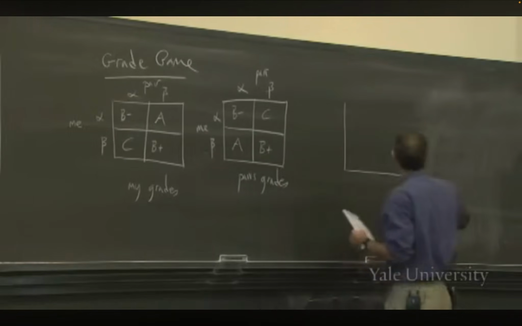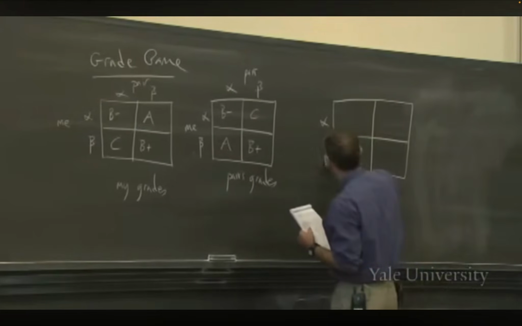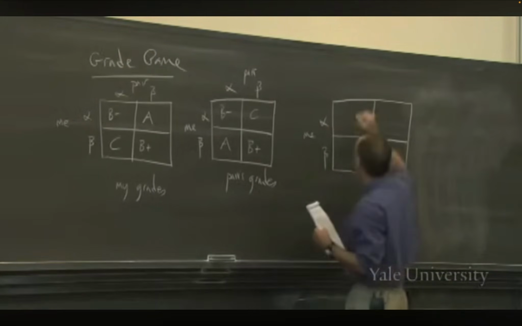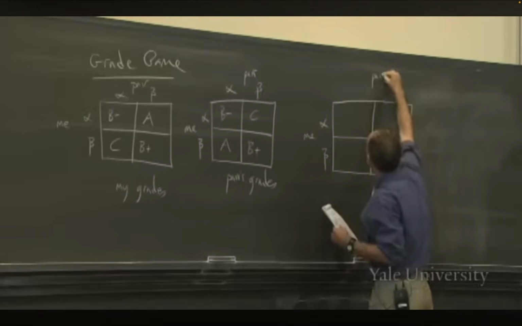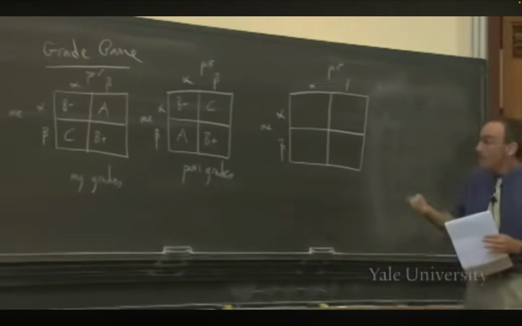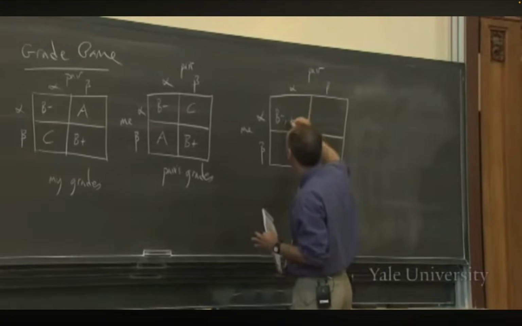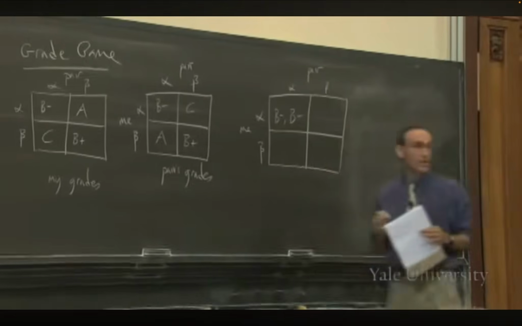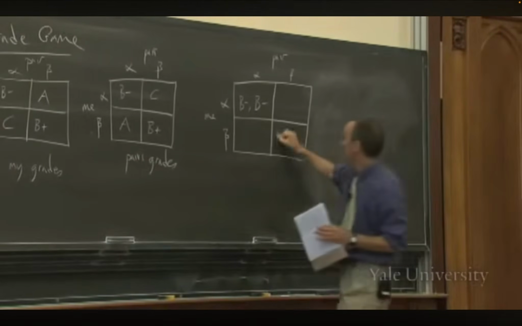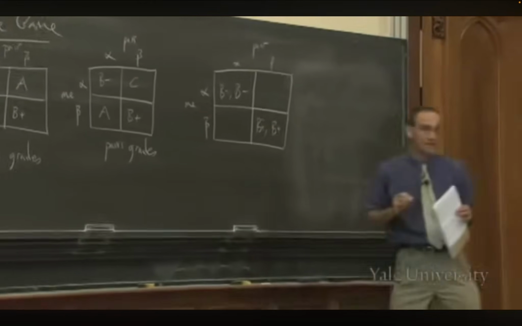What I'm going to do is draw a larger table, the same basic structure. I'm choosing alpha and beta on the rows. My pair is choosing alpha and beta on the columns, but now I'm going to put both grades in. So the easy ones are on the diagonal. We both get B minus if we both choose alpha. We both get B plus if we both choose beta.